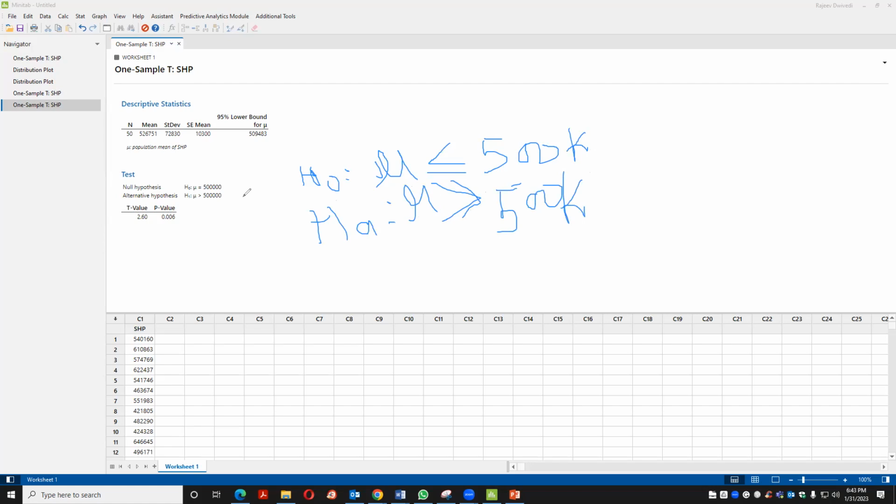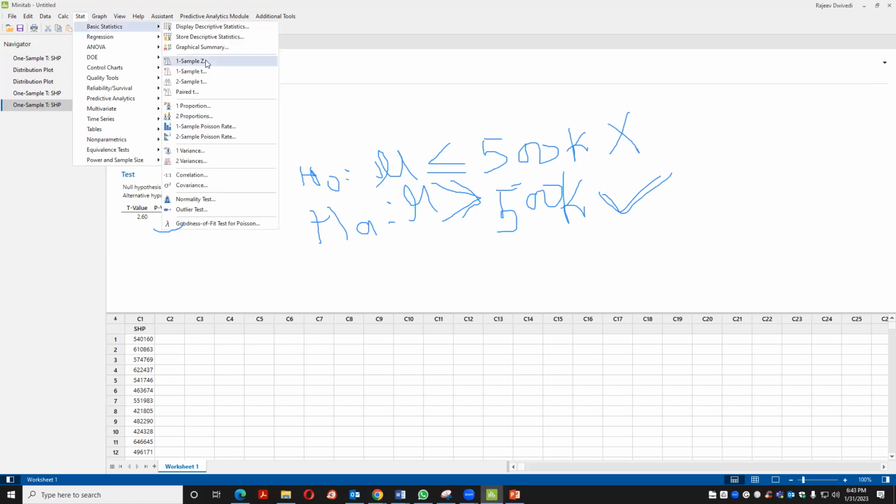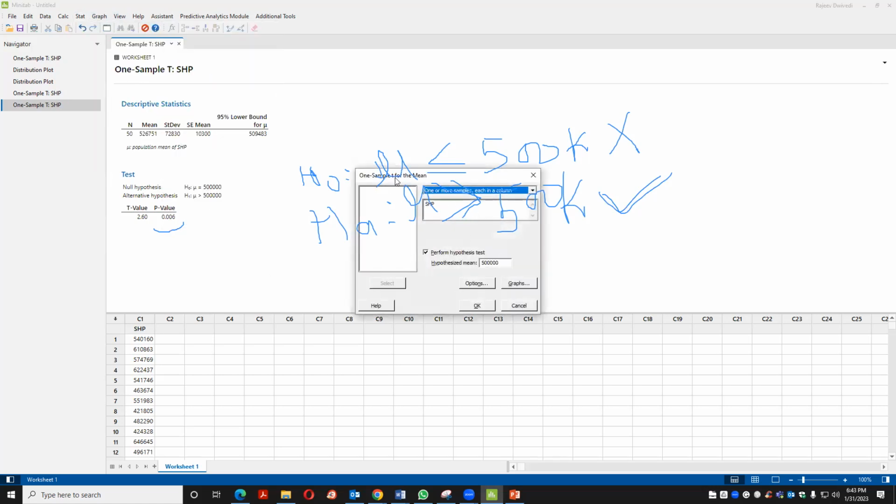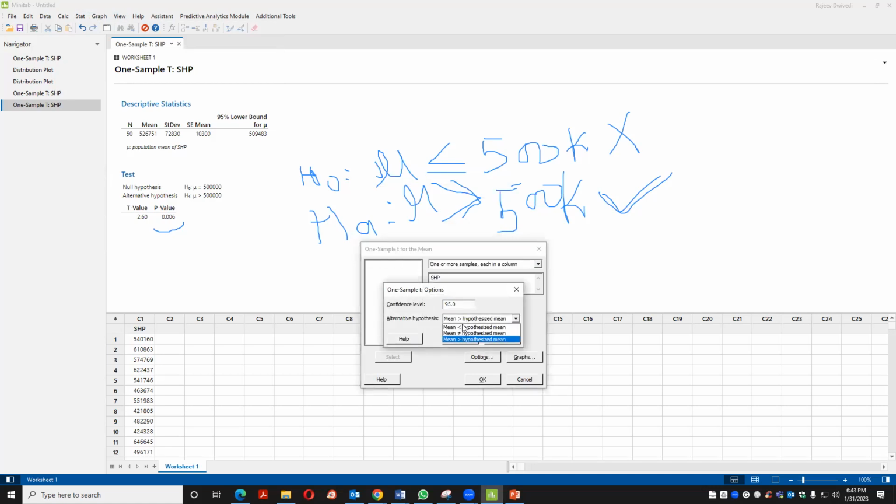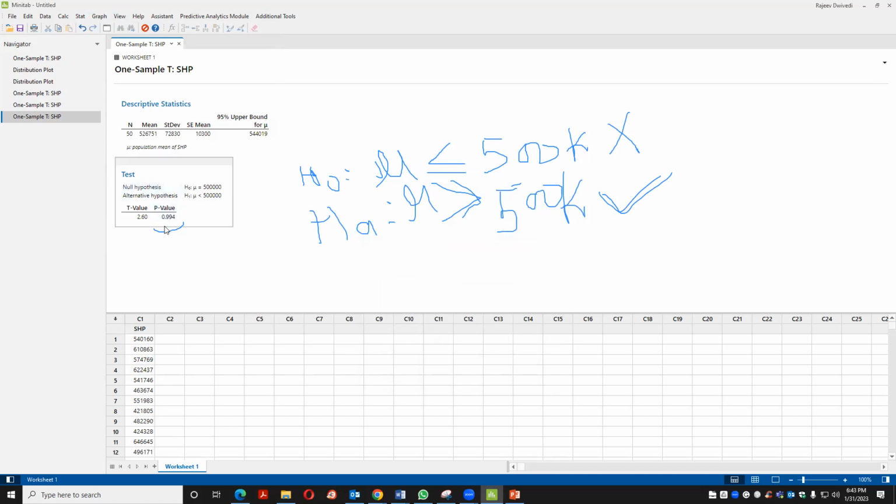So which hypothesis is proved? Again, based on the alpha value, we are proving this null hypothesis. This is not true. This is correct. Now, third option, look at the third option. I go to Basic Statistics, one sample, and I'm selecting the option. Somebody is saying it is less than 500,000. Okay, let me do this. And here you can say no.